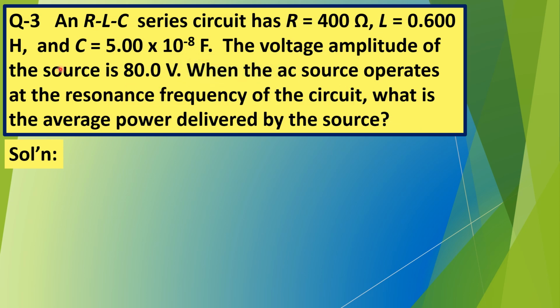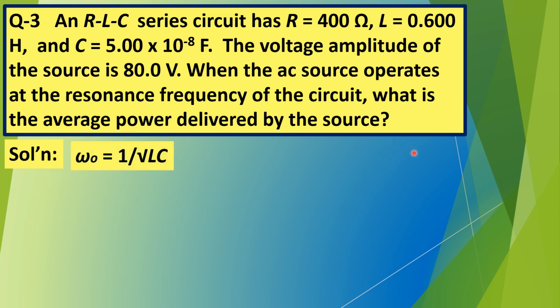We're down to our last question, number 3. An RLC series circuit has resistance capital R equal to 400 ohms, inductance capital L of 0.600 Henry, and capacitance capital C equal to 5.00 times 10 to the negative 8 farad. The voltage amplitude of the source is 80.0 volts. When the source operates at the resonance frequency of the circuit, what is the average power delivered by the source?